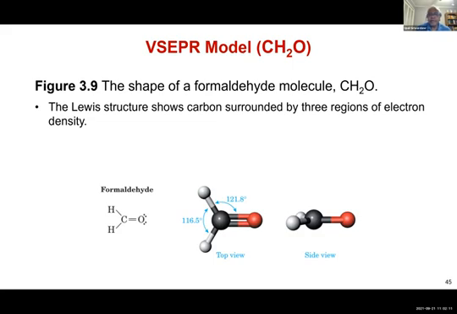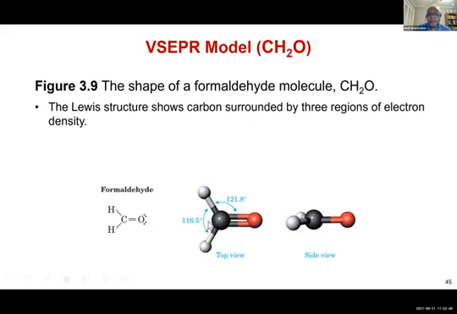The double bond is treated as a single bond for VSEPR theory. So there are 3 covalent bonds, 3 bonding electron pairs. The 3 electron pairs are distributed at 120. So this is a planar molecule. From the side view, they are only in a plane. This arrangement is called trigonal planar.